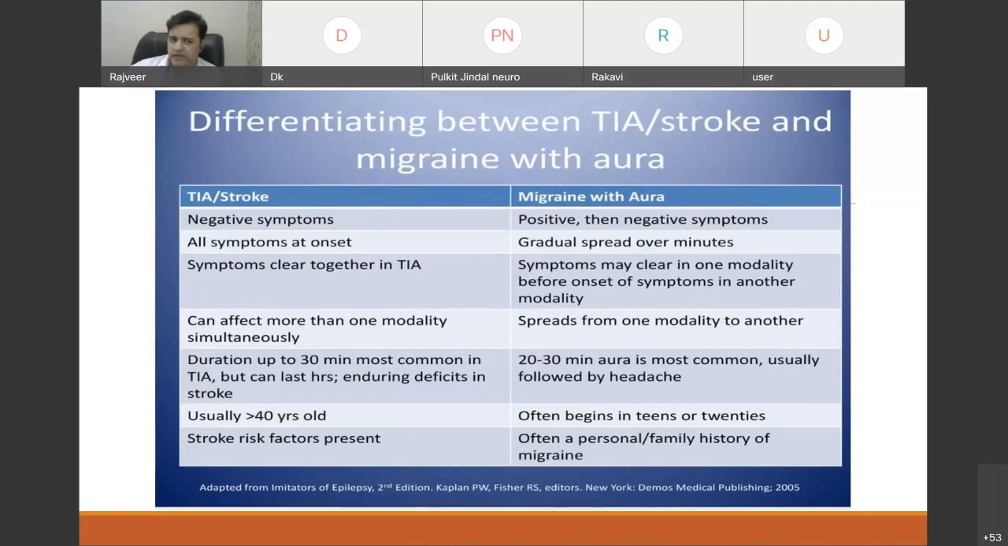And in TIA, I said that the patient may have half an hour, 1 hour duration, or maximum 24-hour duration, while in stroke, there will be permanent deficit. While in migrainous aura, the patient may improve with the subsidence of headache. If you treat the headache, sometimes the patient may improve immediately. And TIA and stroke usually occur at an older age, and a migraine patient who presents with neurological deficit is usually a young patient.